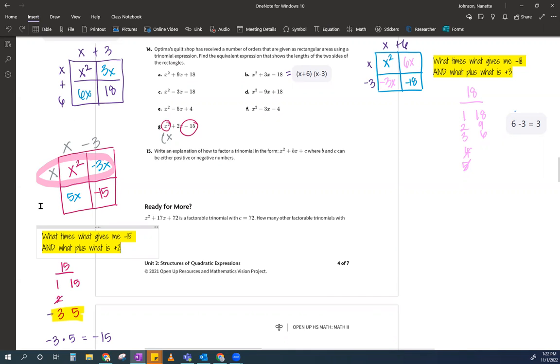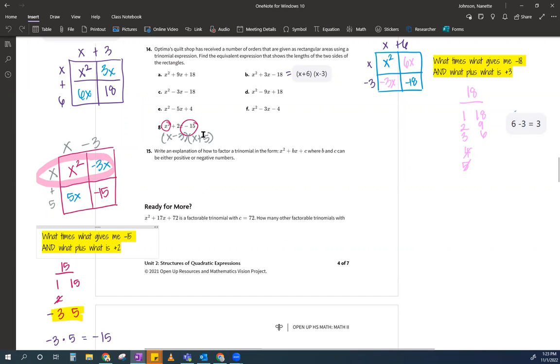And then x times what gives me 5x? X times what gives me 5x? Very good. So x plus 5. Very good. So here's my two factors, and then I'm pretty much done. Okay. So that's how I get my answer. But Ms. Johnson, you said that I'd be able to check my answer. Okay, I'd be able to check my answer.